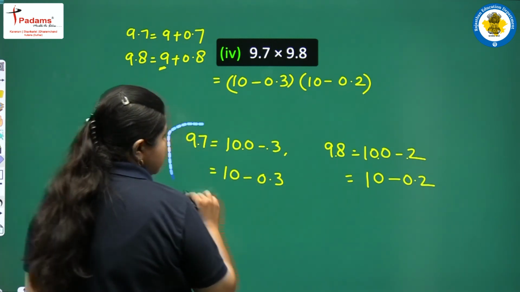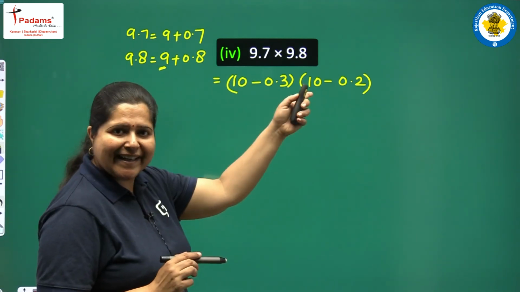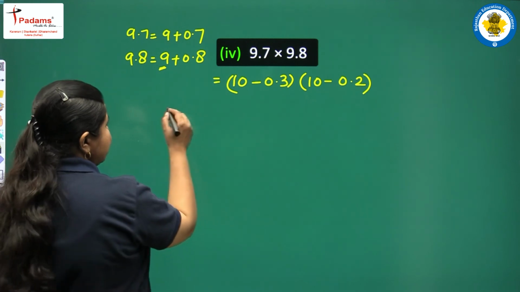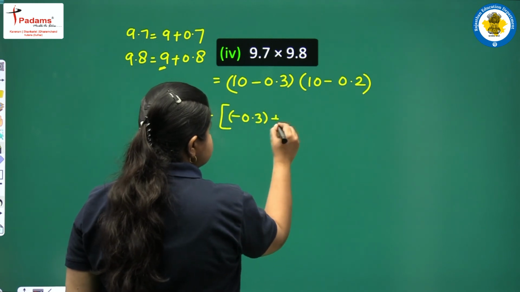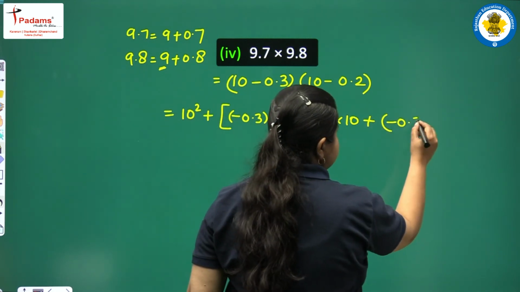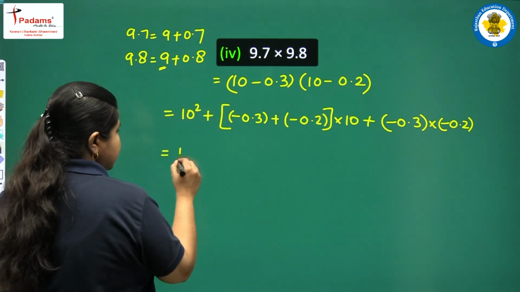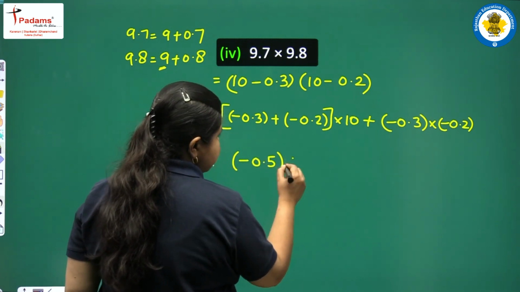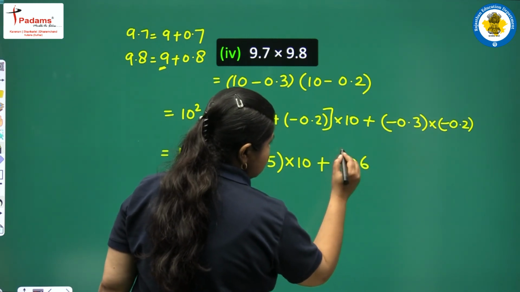Now here you will see the first term in both these cases is same, 10 and 10, but the second terms are different in both these cases and so we will be applying the fourth identity which says 10 square here, then plus here you will have minus 0.3 plus minus 0.2 into 10 plus here you will have minus 0.3 into minus 0.2, using the fourth identity given in the question itself. Now this will be 100 plus here you will have minus 0.5 into 10 and here you will have minus minus plus, 2 3 is 6 and 0.06.